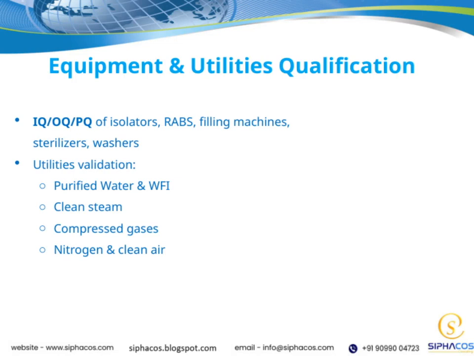Now, let's talk about the importance of IQ, OQ, and PQ for critical equipment like isolators, RABS, filling machines, sterilizers, and washers. These validation stages, installation qualification, operational qualification, and performance qualification, are essential to ensure that each piece of equipment functions correctly and consistently within our process. They help us verify that everything is installed properly, operating as intended, and performing reliably over time.